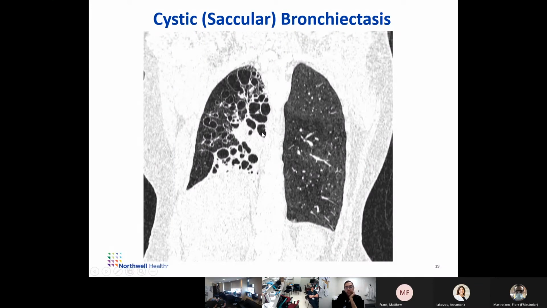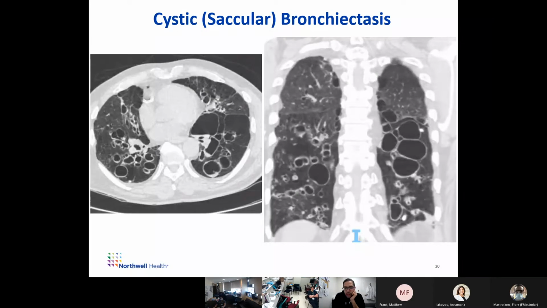Here's just more examples. This is actually a case that I believe I saw with Andrew a couple of weeks ago. This is a youngish guy, maybe in his early 50s, with a history of heavy smoking, marijuana, and he was also a steel grinder without wearing a mask. He has this interesting cystic saccular bronchiectasis, all these outpouchings. You can see here maybe development of some air fluid levels in these outpouchings of the airways.